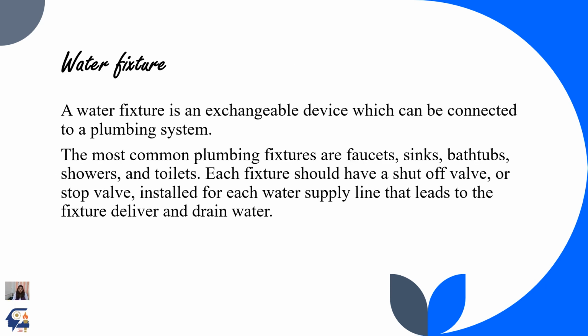Next is water fixture. A water fixture is an exchangeable device which can be connected to a pumping system for delivery. The most common types of plumbing fixtures are faucets, sinks, bathtubs, showers, toilets. Each of these fixtures will have different types of valves, either to shut, to stop or to monitor the flow of water.